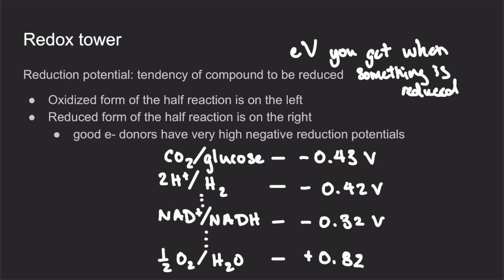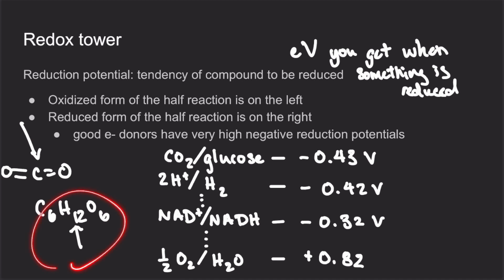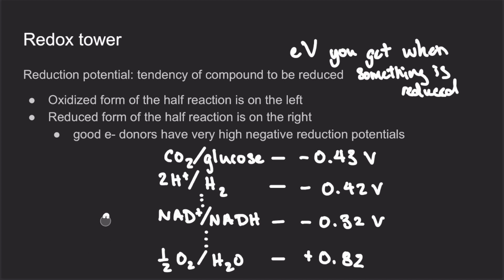If we were to draw out CO2, versus glucose. Glucose, I'm actually not going to draw it because it's kind of a crazy molecule. See how it has a bunch of H's? This has none. Remember, how can we tell something's reduced? It has a bunch of hydrogens, right? This guy has more hydrogens than this guy, so it is the reduced form. That's a good way to remember which side is reduced and which side is oxidized.